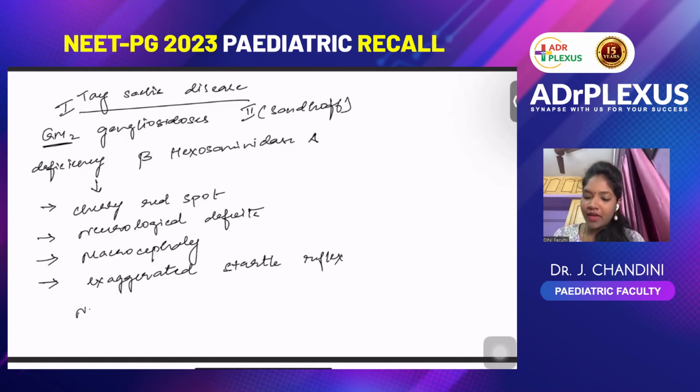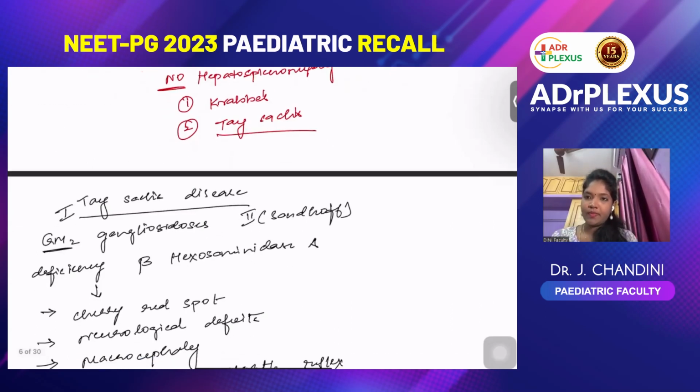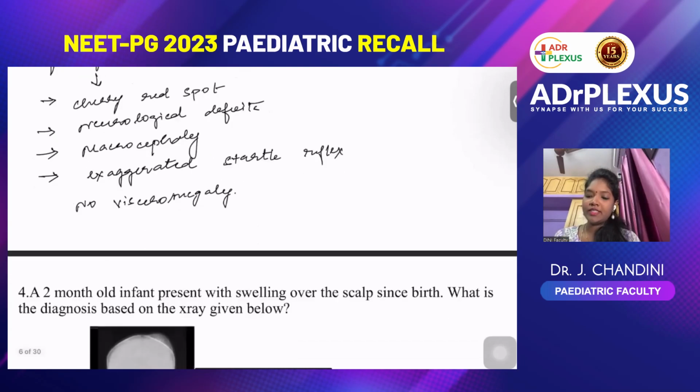But they will not have any visceromegaly. They will not have any organomegaly. Okay. So this is about Tay-Sachs disease. Now, going to the next question.